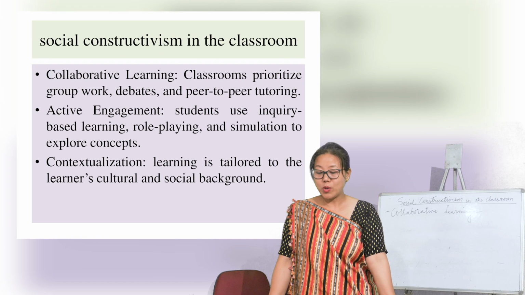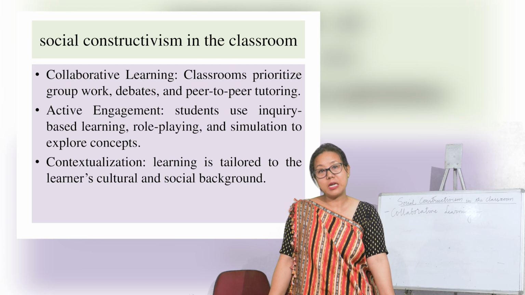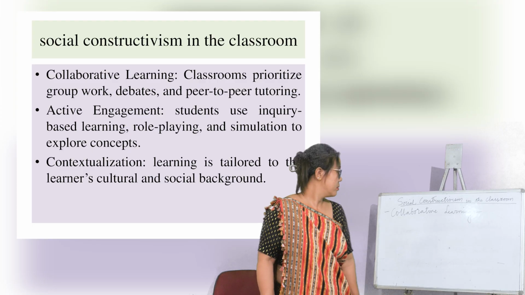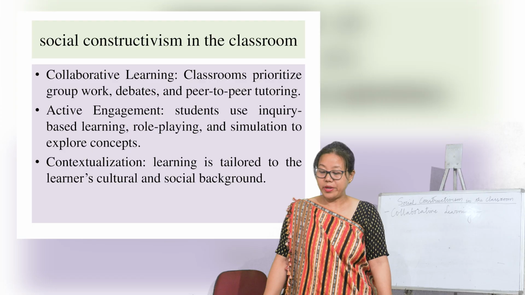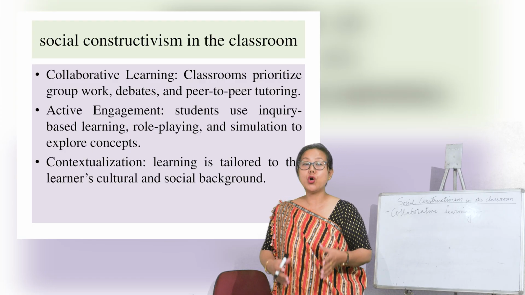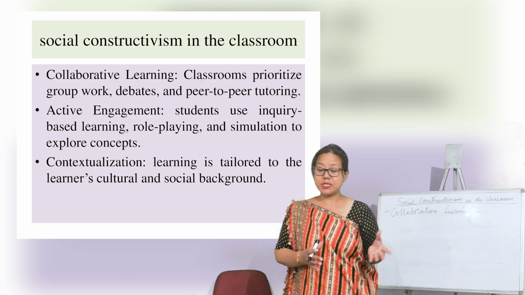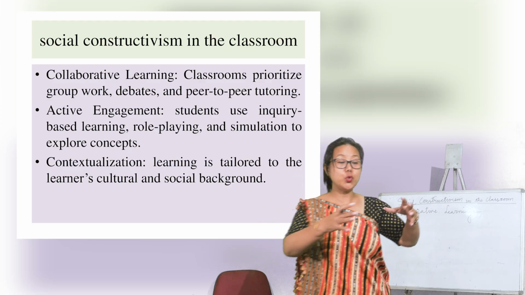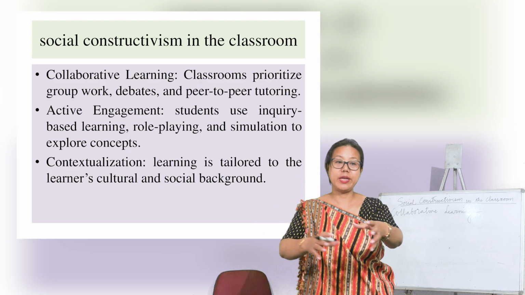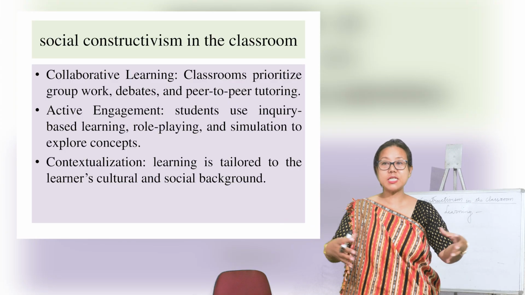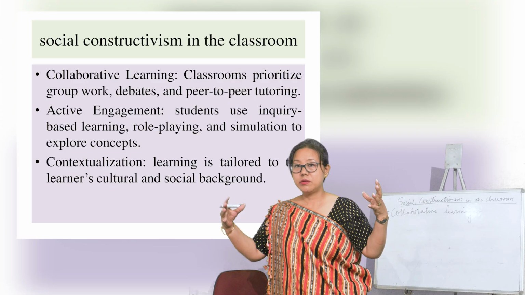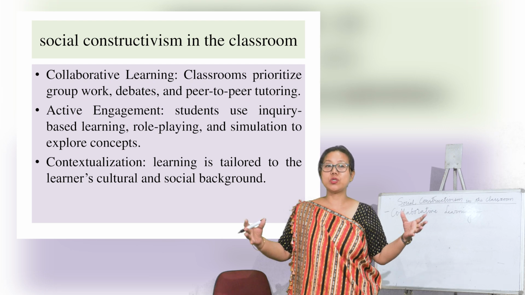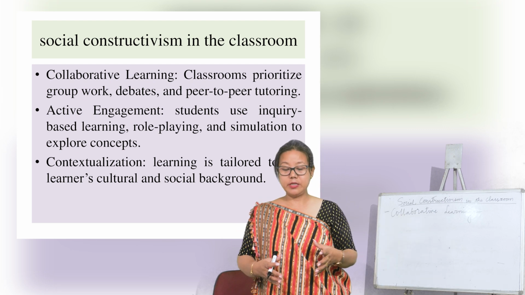Let's see now what social constructivism looks like in the classroom. Number 1, collaborative learning. Collaborative learning is where we prioritize group work, debates, and peer-to-peer tutoring. We have to make small groups and let them discuss among themselves, and through peer-to-peer tutoring, that is how they should collaborate with one another.